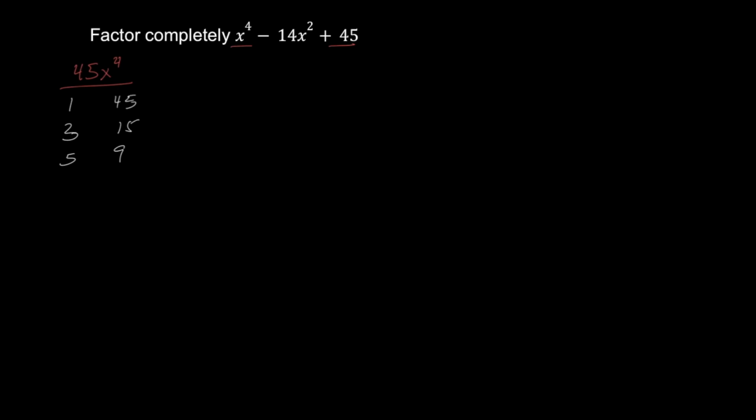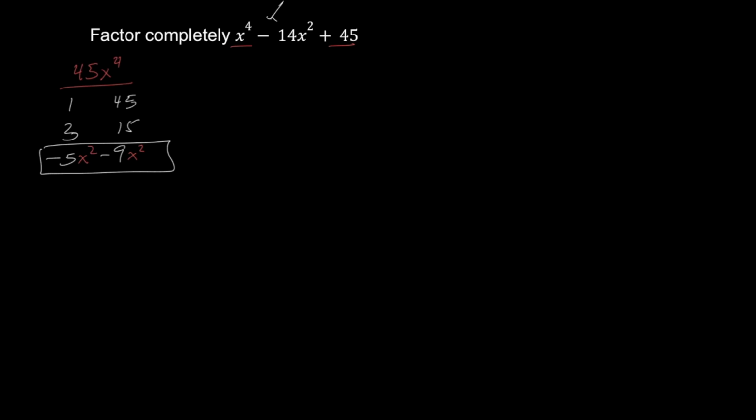Because it multiplies to be a positive, I know the signs are the same. In order to add up to be a negative, though, they're both going to have to be negative. So, negative 5 and negative 9 is the combination I want. We also want to give an x to both of them. Not an x to both of them, but an x squared to both of them, because the middle term is x squared.